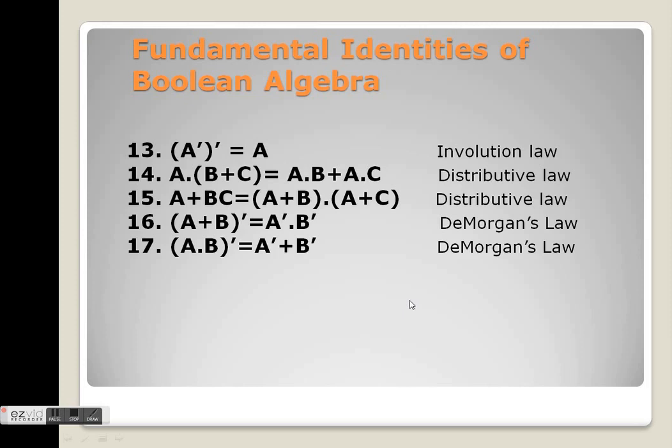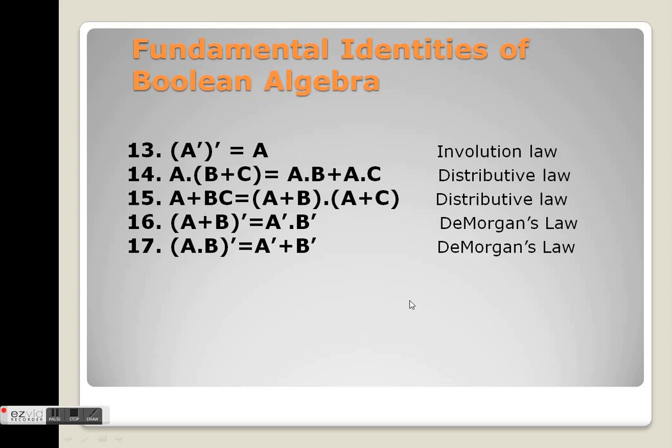The identity numbers 14 and 15 are known as the distributive laws. According to identity number 14, A AND (B OR C) is equal to (A AND B) OR (A AND C). Here we can see that the AND operation is distributed on both the variables which are combined with the OR operator. The identity number 15 says that A OR (B AND C) is equal to (A OR B) AND (A OR C). Here we can say that the OR operator is distributed on the variables which are combined with the AND operator.